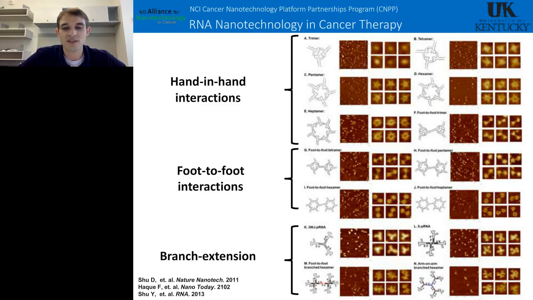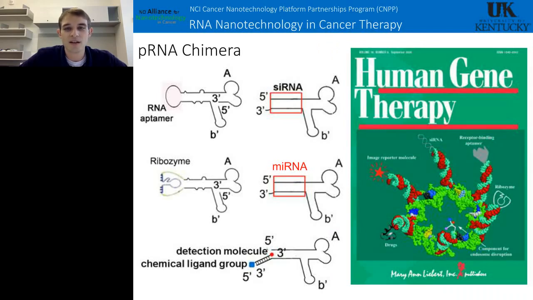And what this does for us is this gives us the polyvalency, and we can attach multiple functional groups to each of these particles. For example, the pRNA chimera that was featured in human gene therapy in 2005, this was kind of the very beginning of the therapeutic research in the lab. So you can use these pRNAs and you can attach different things such as RNA aptamers, siRNA, ribozymes, miRNA, and detection molecules and chemical ligand groups. And then you take each of these pRNAs through the toolkit interactions, and you can create these multivalent nanoparticles that perform multiple functions in the cell.